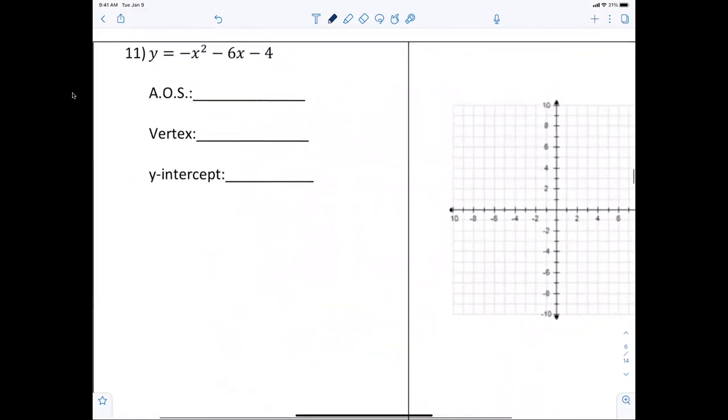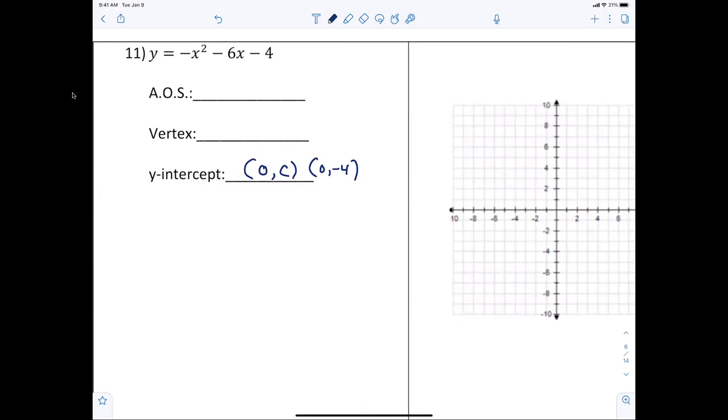Same principle, right? So you see, what's the y-intercept? Number 11? Did you ask me about number 11? Yeah. What's the y-intercept? Come on, guys. 0, c is the y-intercept. What is c? 0, -4.